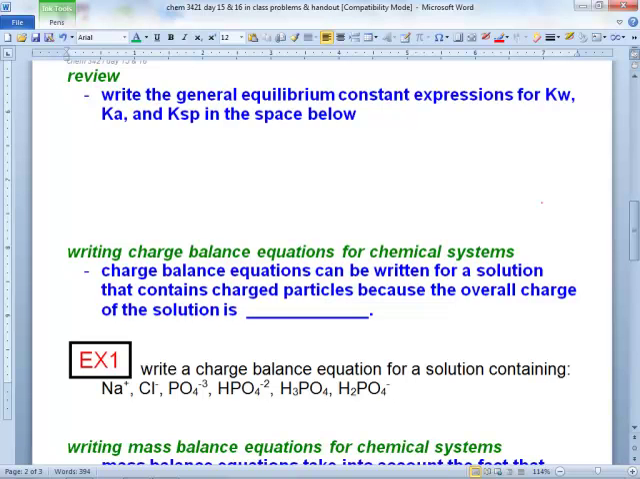Sorry. Okay, so some of this stuff is new, some of this isn't. Write the general equilibrium constant expressions for Kw. Okay, how do you write Kw? John, how do you write Kw?